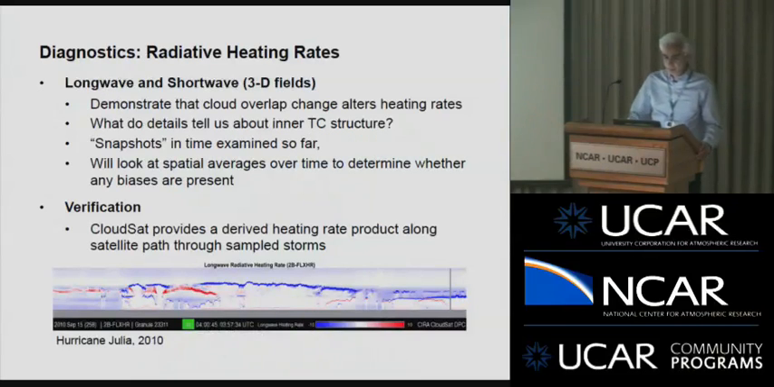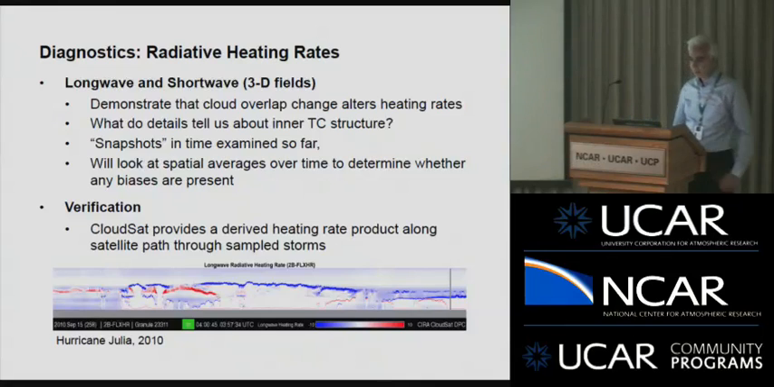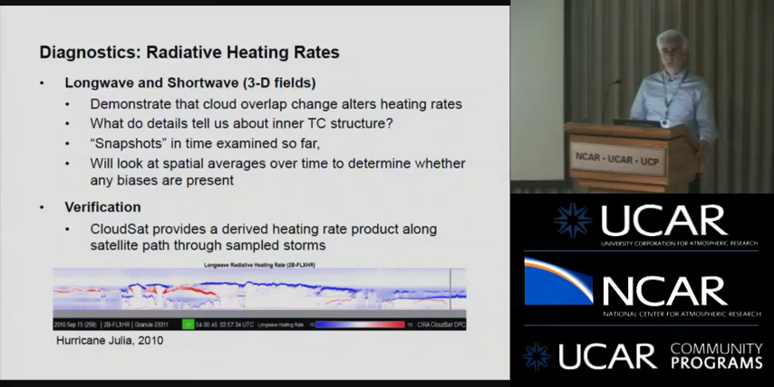So I hope you'll indulge me here a little bit as I'm going to show you some diagnostics related to the radiative heating rates. The idea here is to demonstrate that the cloud overlap change that we're making actually alters the heating rates, to see if those actually impact the atmosphere. We can also see if any details within the heating rate tell us information about the inner structure of the tropical cyclone. We're looking at snapshots in time so far, but I will be looking at spatial averages over time to determine whether any biases are present that persist long enough to change the environment and the evolution of the cyclone.